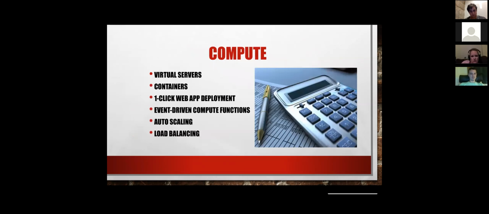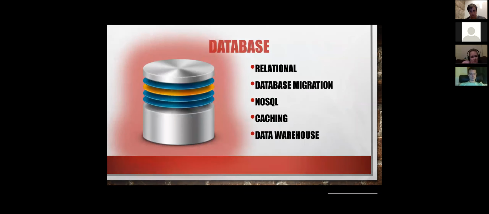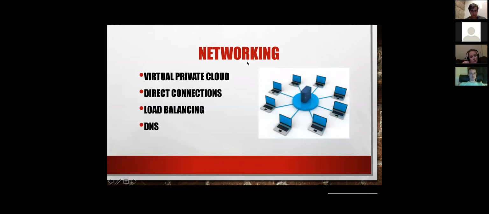The infrastructure services for computing use virtual services, containers, one-click web app deployment, auto-scaling, and load balancing. They also have storage and content delivery, with object storage, block storage, file system storage, data transport, and integrated storage. Databases, different kinds of databases: relational, database migration, NoSQL, caching, data warehousing. Networking: they have virtual private cloud, direct connections, DNS.